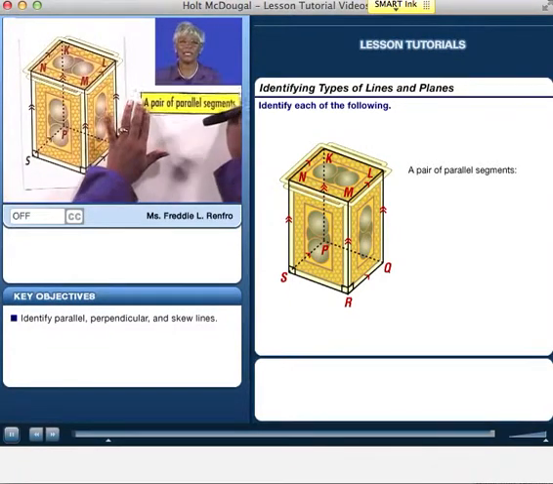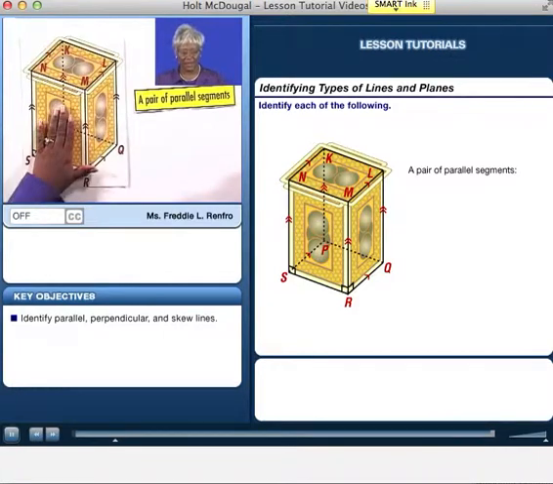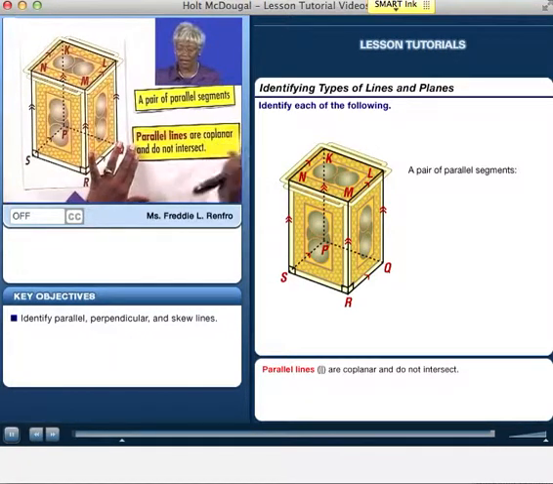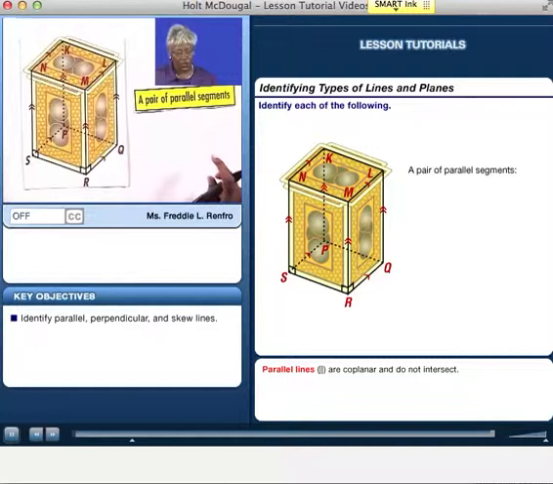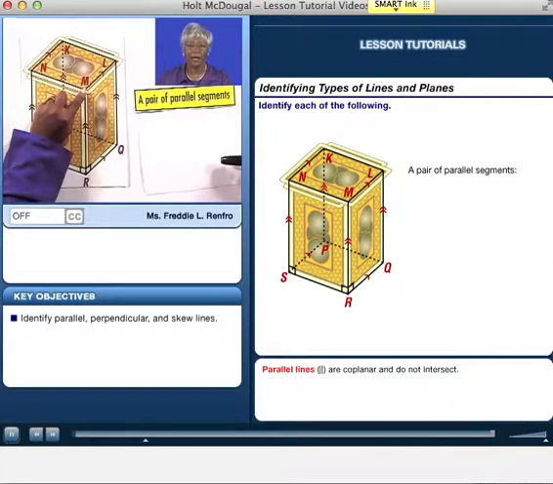Let's see if we can identify a pair of parallel segments. Now, remember that parallel lines are coplanar and they don't intersect. So in this figure, we're looking for a pair of parallel segments. We don't want them intersecting. There are quite a few of them, but let's just identify a pair.